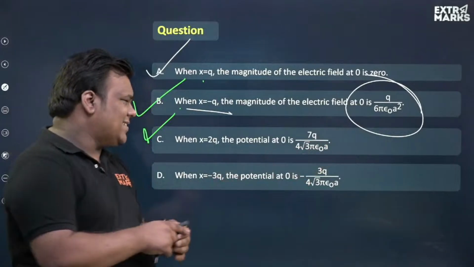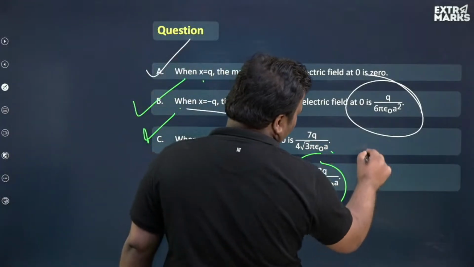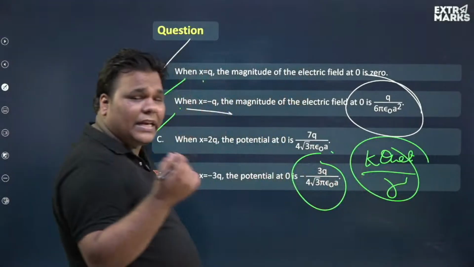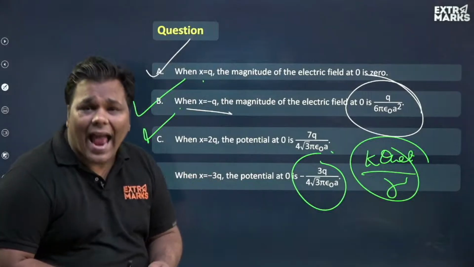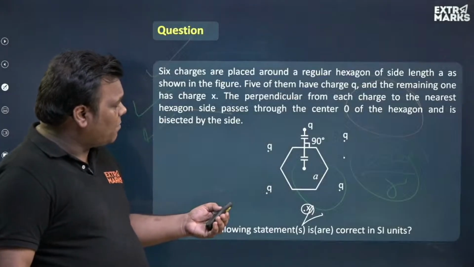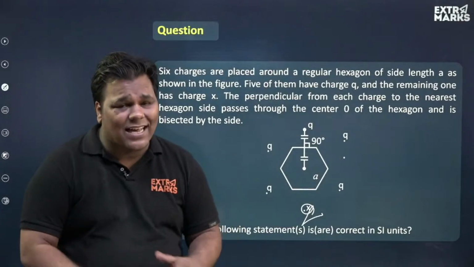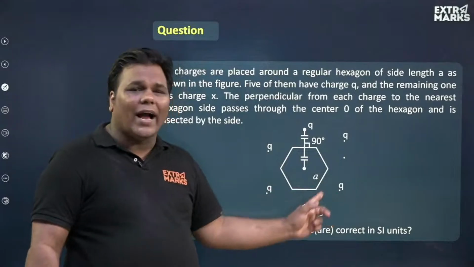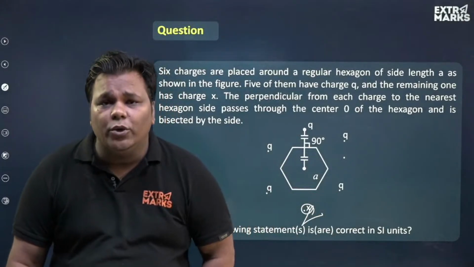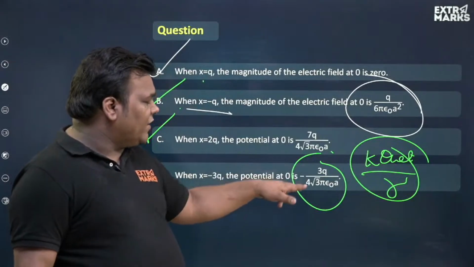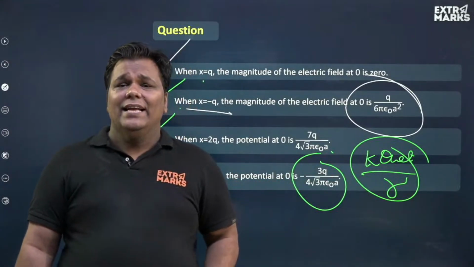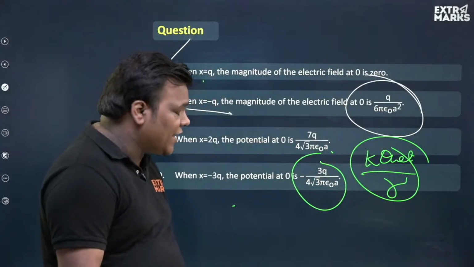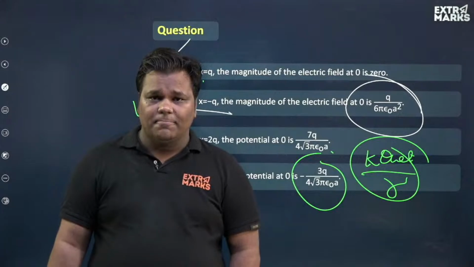Potential at O. Obviously, that is wrong because my formula is kq net divided by R, and the q net, when we place minus 3q charge at the point of x, the net charge will not be minus 3q, because q and minus 3q, net charge will be 2q. So instead of minus 3q divided by 4 root 3 epsilon naught a, if it was plus 2q divided by 4 root 3 pi epsilon naught a, that must be the correct answer.